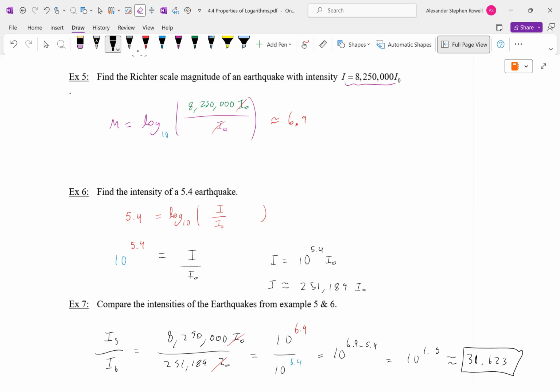So if you experience a 5.0 earthquake, how much more intense is a 6.0? 10 times more intense because it's log base 10. How much more intense is a 7.0 than a 5.0? 10 squared. 100 times more intense.